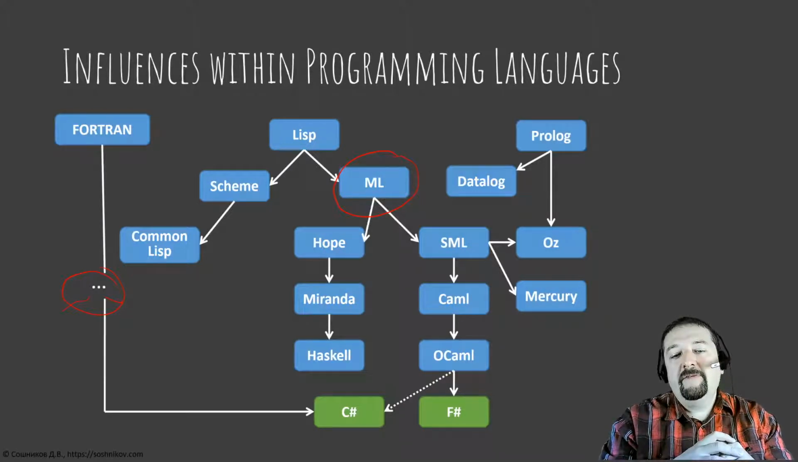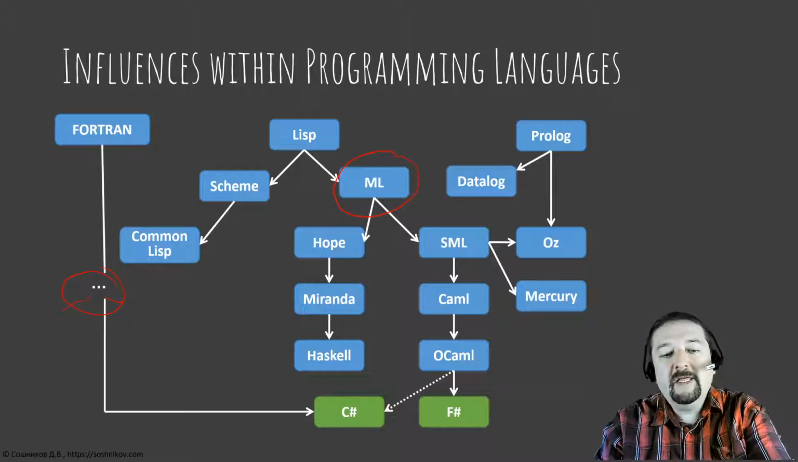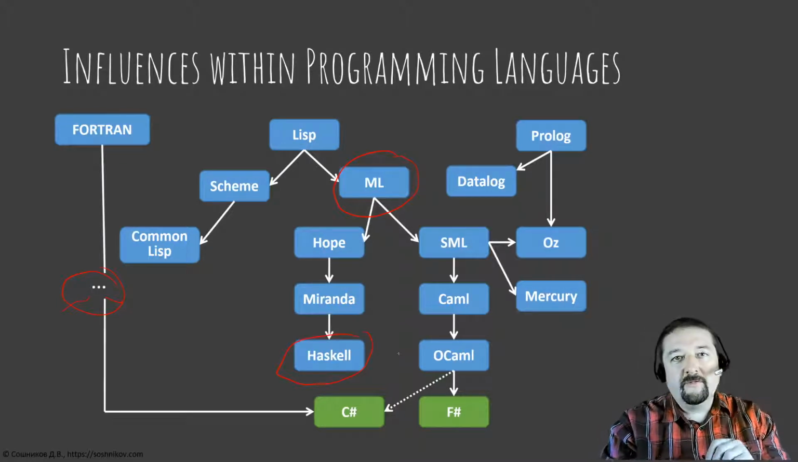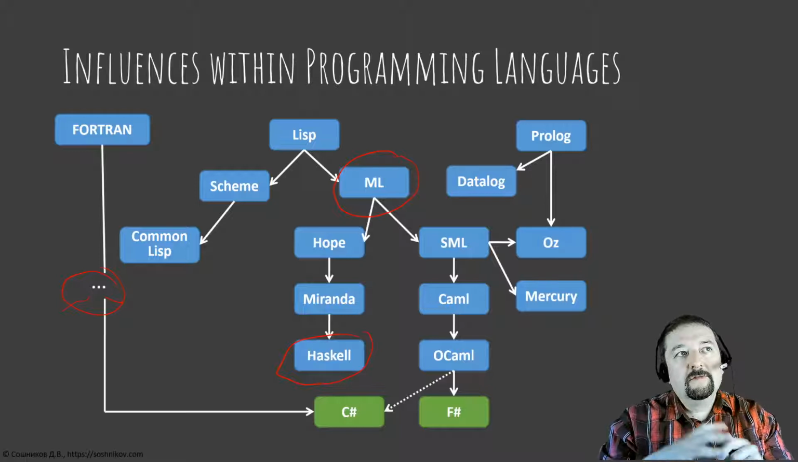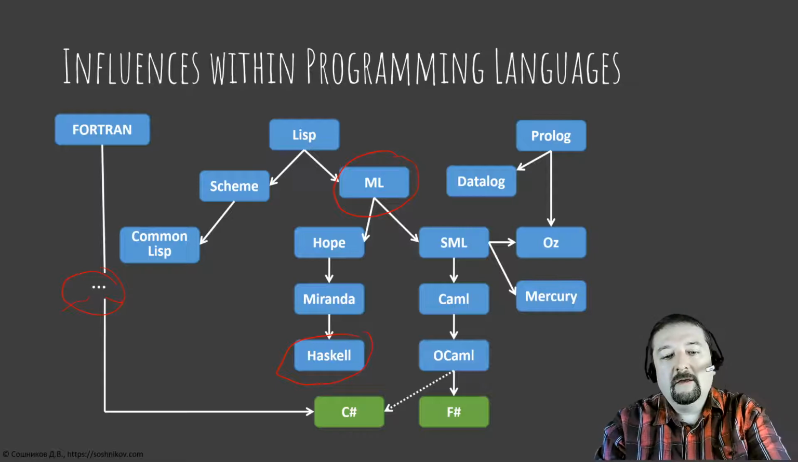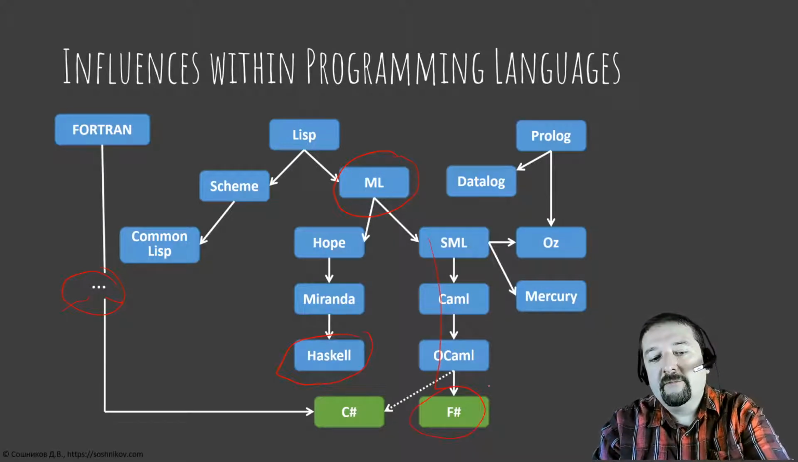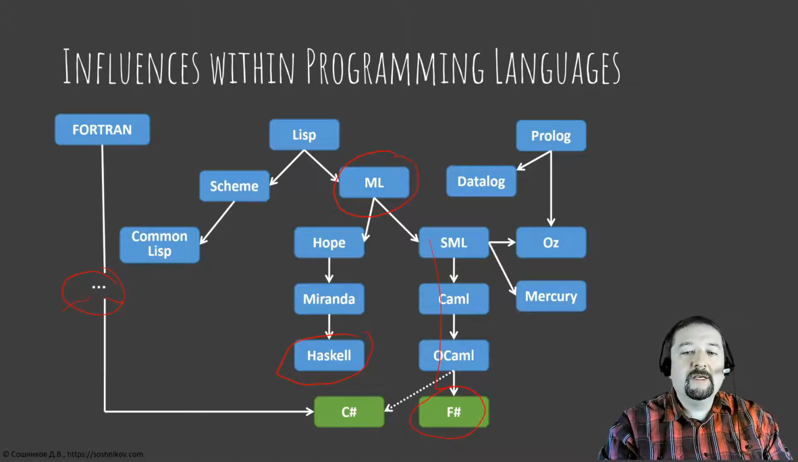And from the ML family, there were actually two big branches. One of them relies on very pure functional programming with lazy evaluation, and I will tell you later on what it means. And this family ends up with a language called Haskell. Haskell is a very beautiful functional programming language. And another family is eager programming languages, which are not as pure, they are easier to learn, and they are more applicable in the industry, so to say. And this road leads us to a language called F#. F# is the language that we will be using in our course.